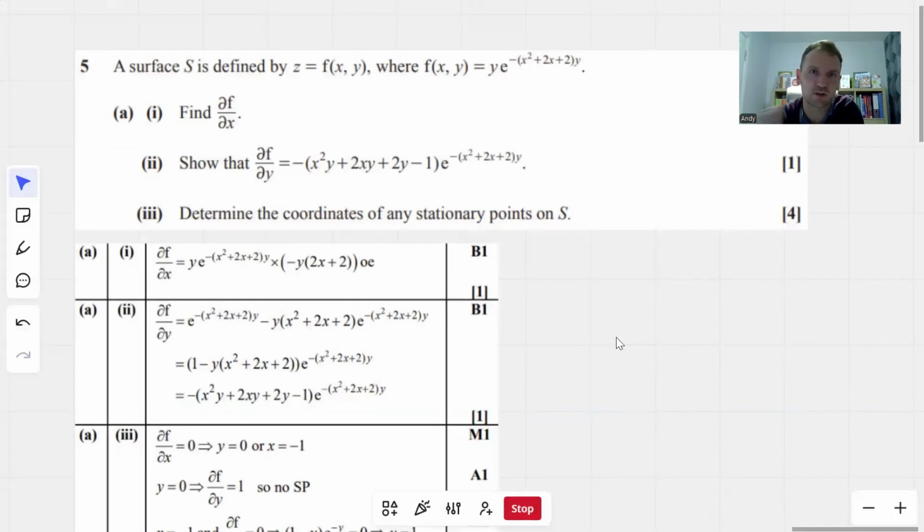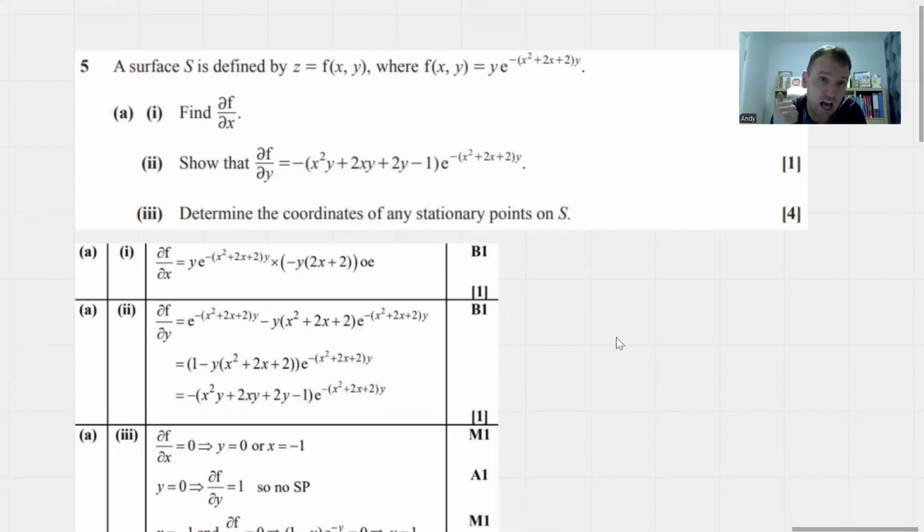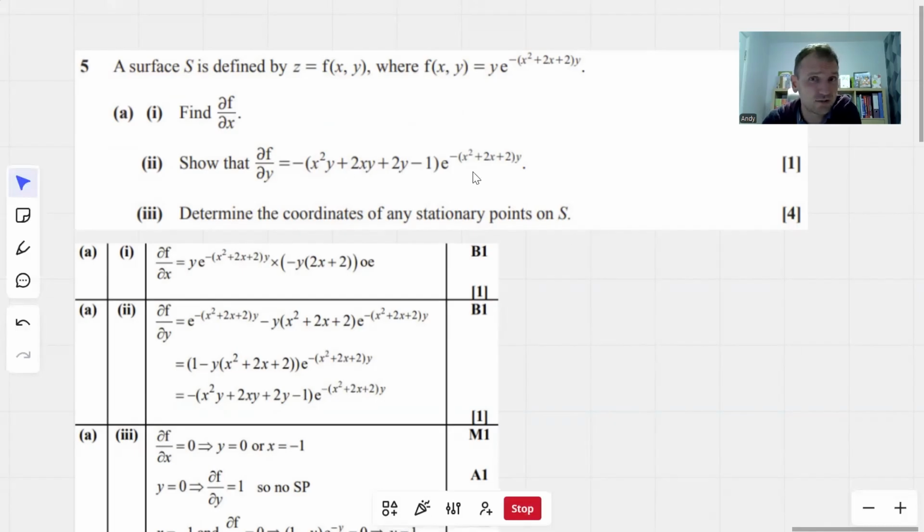If we're looking for the coordinates of stationary points, we're looking for when df by dx equals 0 and df by dy equals 0. Now, one of these is definitely nastier than the other. This df by dy, looking at this equals 0 is going to be a bit horrible. So let's start by looking at df by dx equals 0.